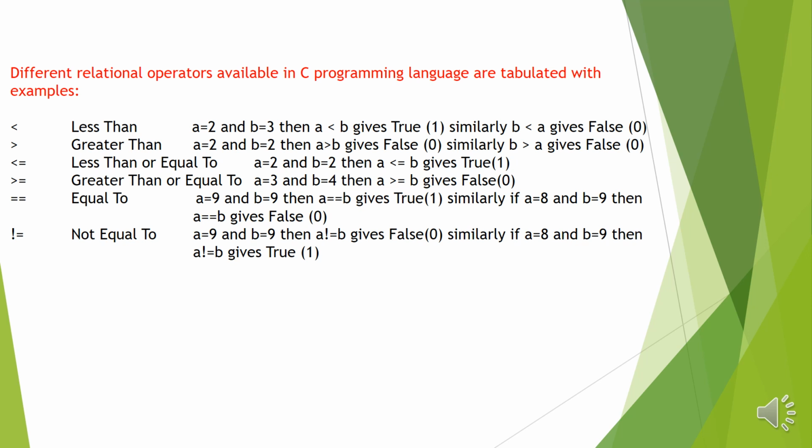Okay, so not equals: a value equal to 0, b value equal to 9, so this is true. Suppose a value is 9, b value is 9, so both values are the same and this condition is false. So it returns 0.